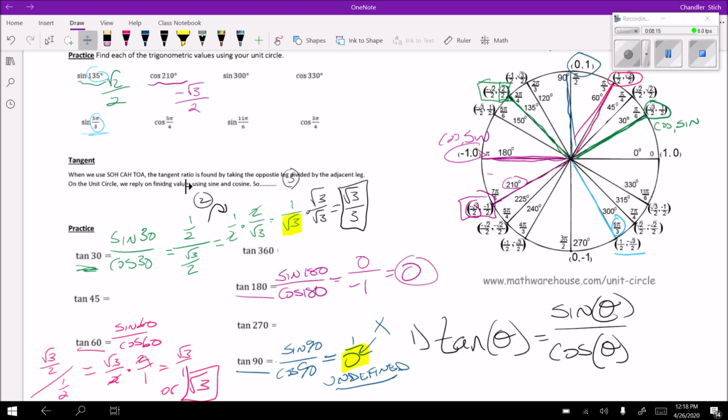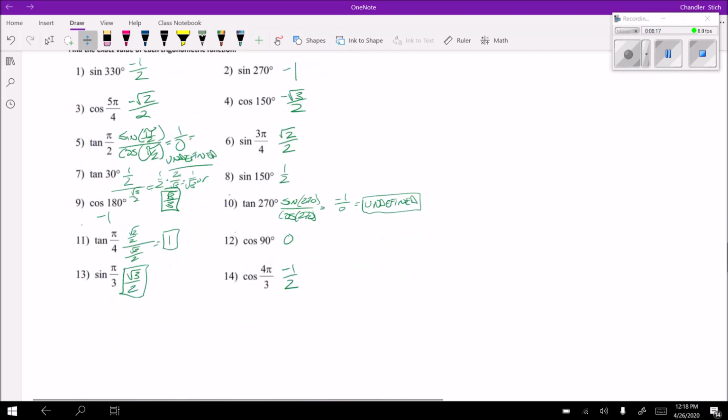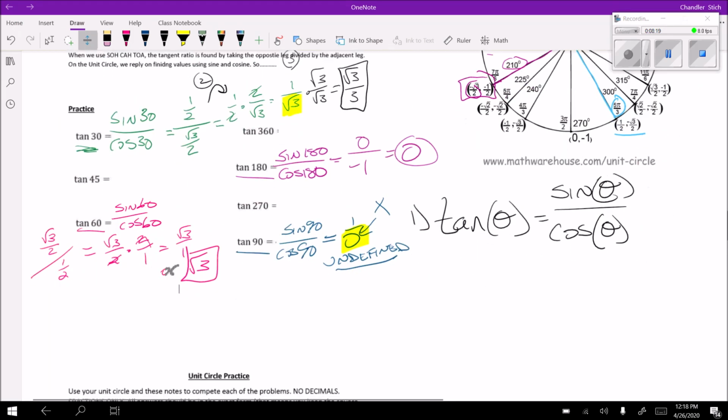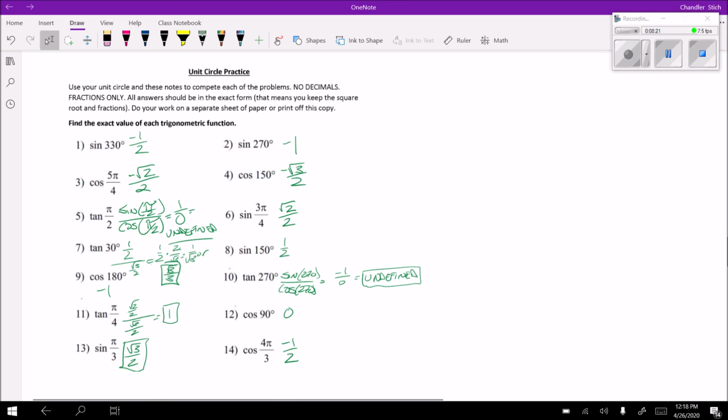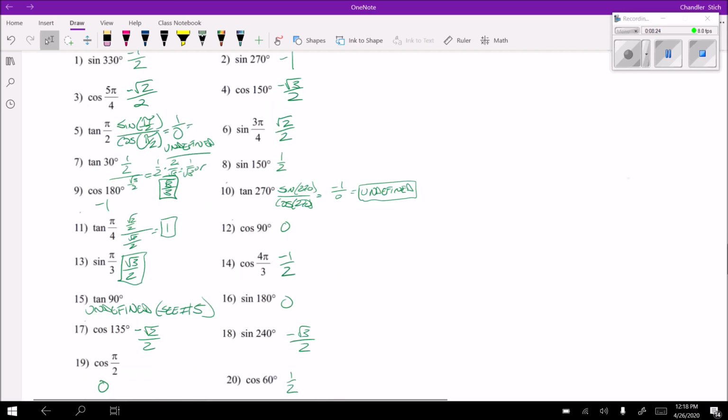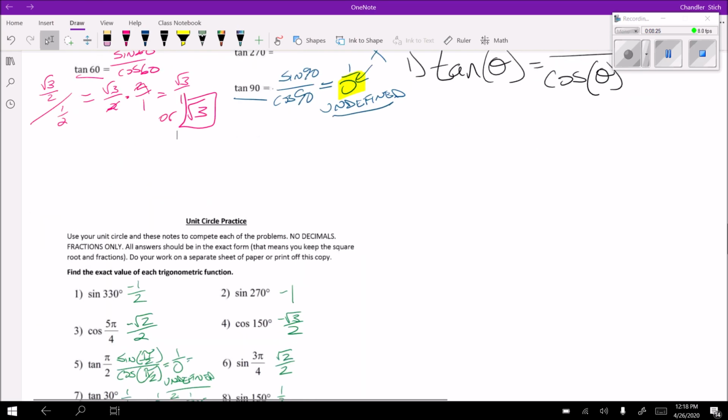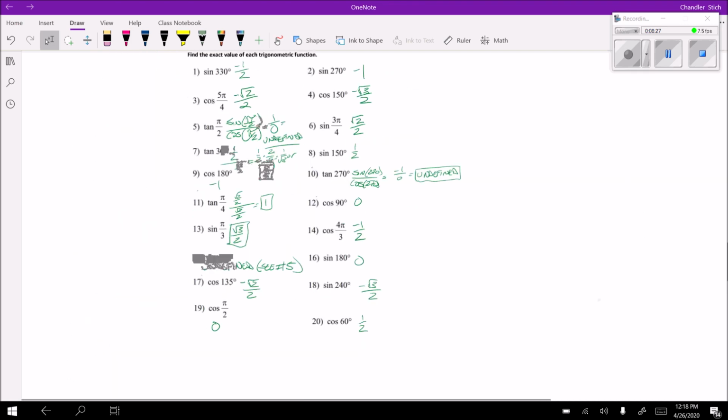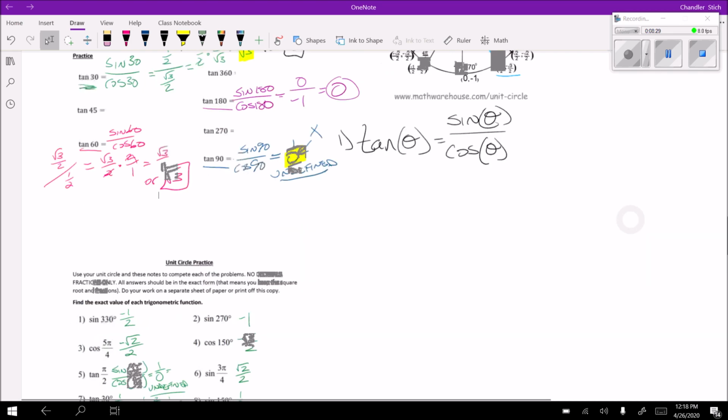Let's see what else we got here. There's some unit circle practice down here. I'm going to post this. I'm not going to go through most of these because it's just like up here, but it's good practice for you. I'll post the answer sheet at some point this week.